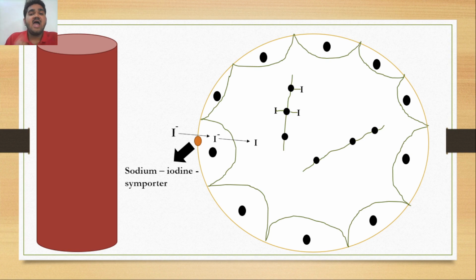So we need some kind of enzyme which converts our iodide into iodine, and this conversion of iodide to iodine is carried out by a very specialized enzyme, and the name of that enzyme is thyroid peroxidase. So with the help of thyroid peroxidase, the iodide is getting converted into iodine, and now this iodine can react with our tyrosine, and we will see how this reaction gives rise to the synthesis of our T3 and T4.